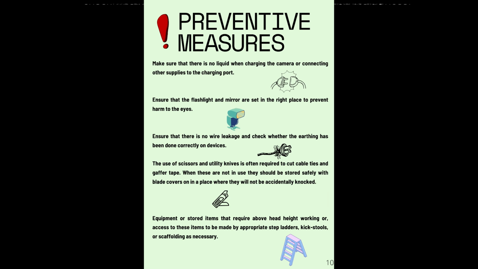The eighth one, ensure that there is no wire leakage and check whether the earthing has been done correctly on the devices. The ninth one, the use of scissors and utility knives is often required to cut cable ties and gaffer tape. When these are not in use, they should be stored safely with blade covers on in a place where they will not be accidentally knocked. The 10th one, equipment or stored items that require above head height working should be accessed by appropriate step ladders, kick stools or scaffolding as necessary.